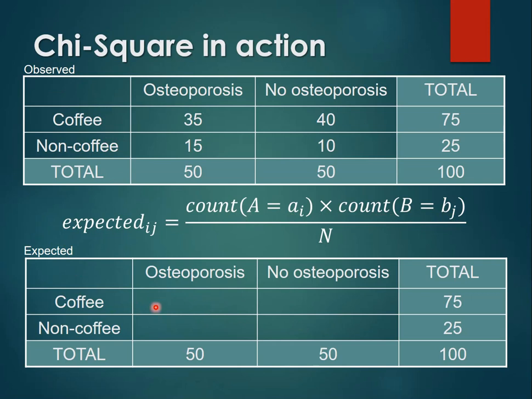Let's look at this first cell here, coffee osteoporosis. If you look here, it refers to the first row and the first column. So we need to find the total value for the first row and the first column. The total for the first row is 75, multiplied by the value for the first column, which is 50, and divided by the total number of observations, which is 100.